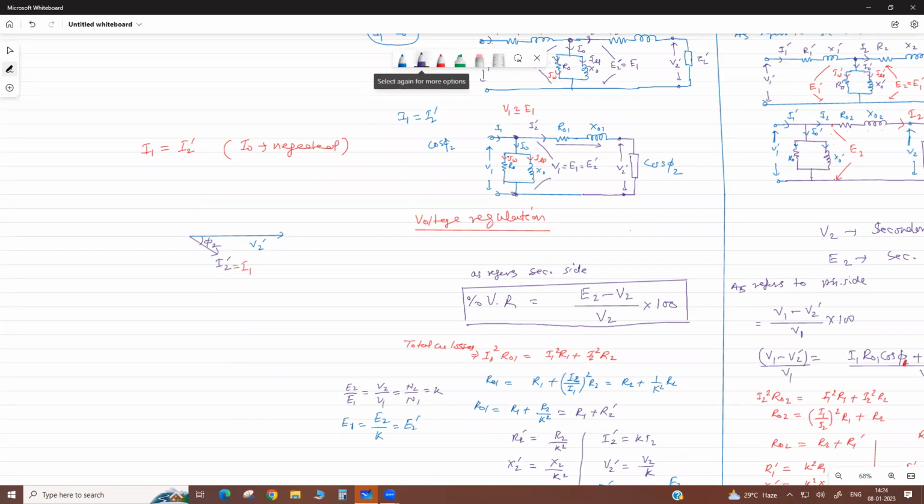Then drop due to here, as referred to primary side, I1 R01 total resistance drop, and this is your reactance drop I1 X01 total. Then this will be your V1. Okay, V1. V1 means E2 dash. We can write this is E2 dash. Okay.